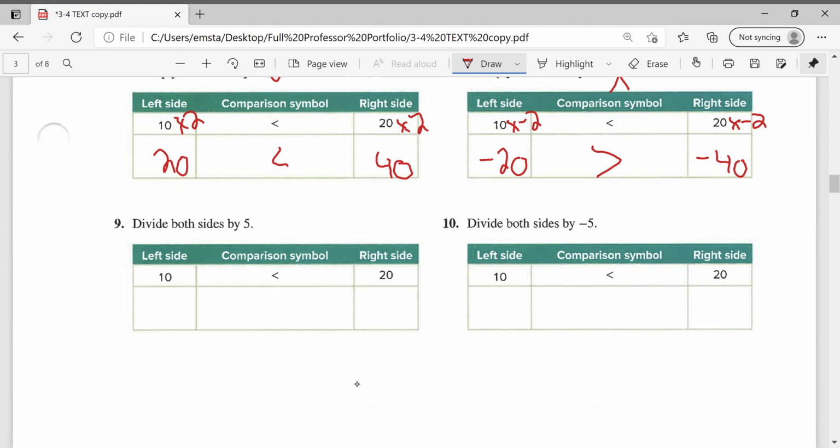Let's divide both sides by 5. 10 was less than 20. We know that was true. I end up getting 2 and 4. 2 is still less than 4, so that one still holds. Okay. So multiplying and dividing by a positive is okay. Let's see about dividing by a negative. Let's divide both sides by -5.